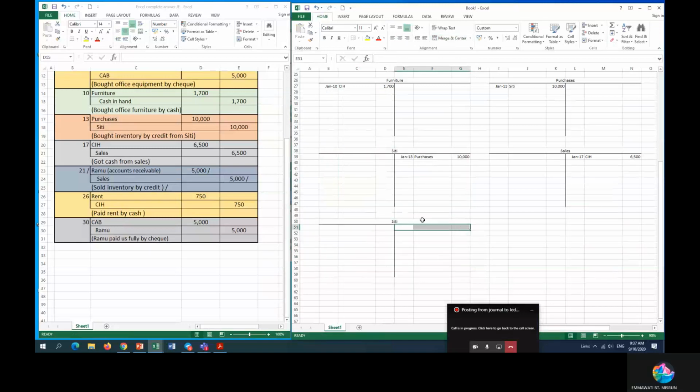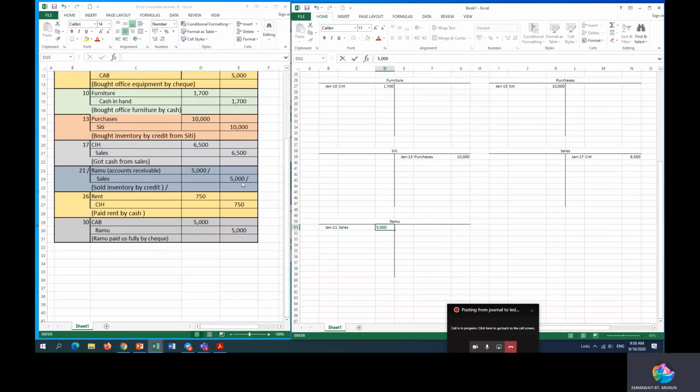Delete this. Let's rename it to Ramu. Okay, so we have Ramu on the debit side. It happened on January 21st. So the debit entry for Ramu is sales. Write down sales on the debit side of Ramu's account, and then the amount is 5,000.